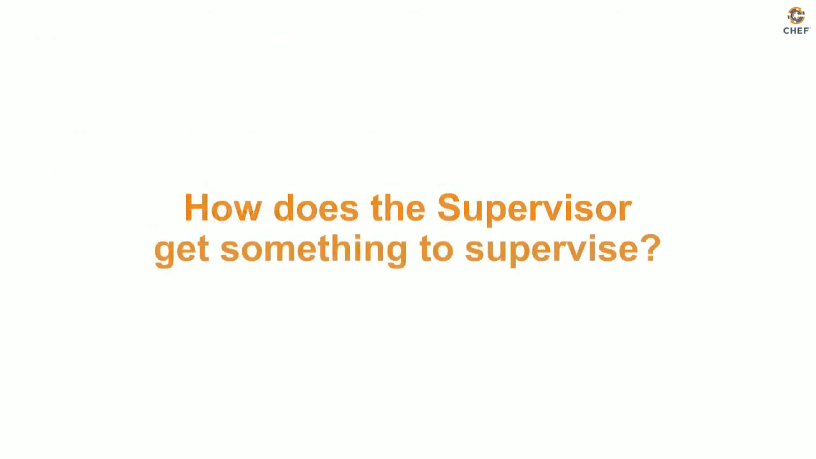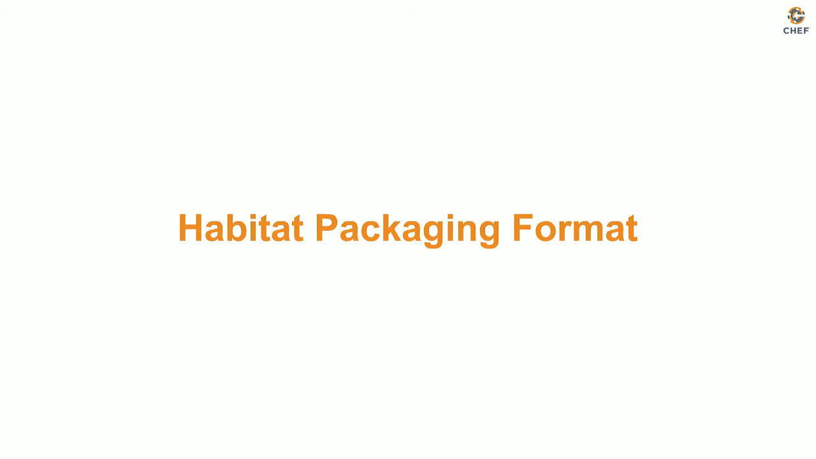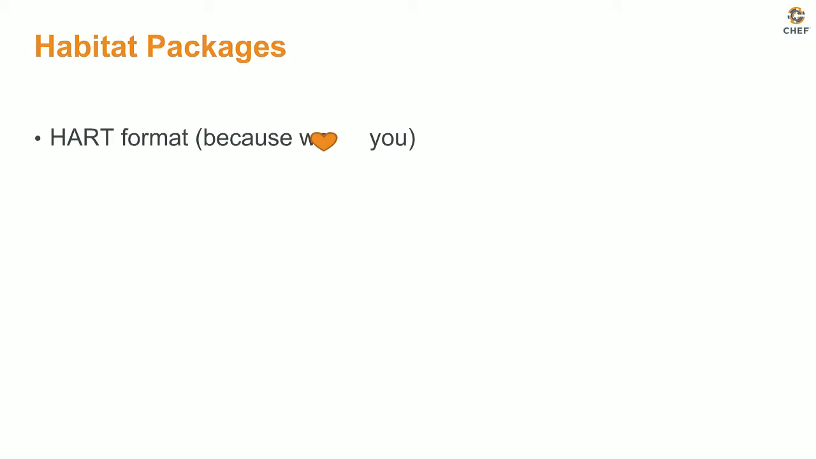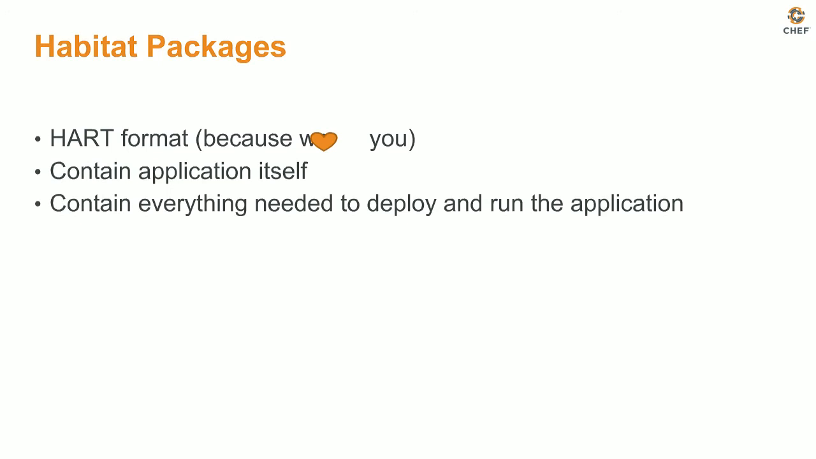Now, we've seen how we can run packages with Habitat, but this begs the question, how does the supervisor get something to supervise? How do we create that package in the first place? Well, we do that using the Habitat packaging format. And we like to say it's in the heart format. This is because we heart you. Looks like the slide got a little bit warped there, but it's because we heart you. And these packages contain the application itself, along with everything needed to deploy and run the application. So all of that is contained in that heart format, and heart stands for Habitat Artifact.